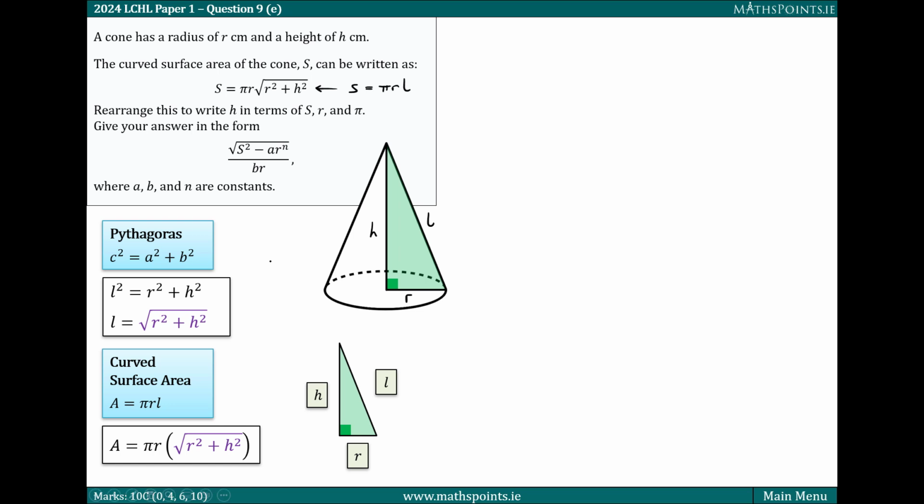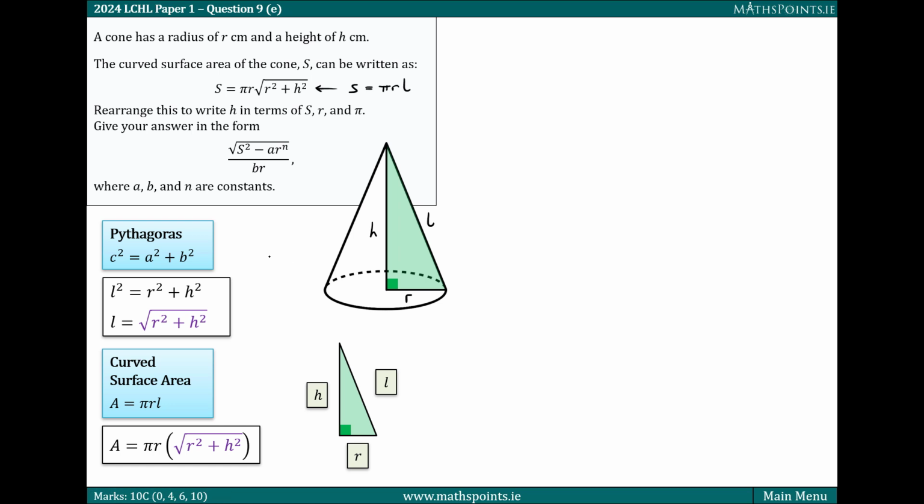Okay, so that's the setup of it. We weren't asked to do that in the question, but it's interesting to look and see where it came from. And a lot of question 9 was this idea of using formulas that have been derived for us from formulas that we would be used to seeing in our maths formula book.